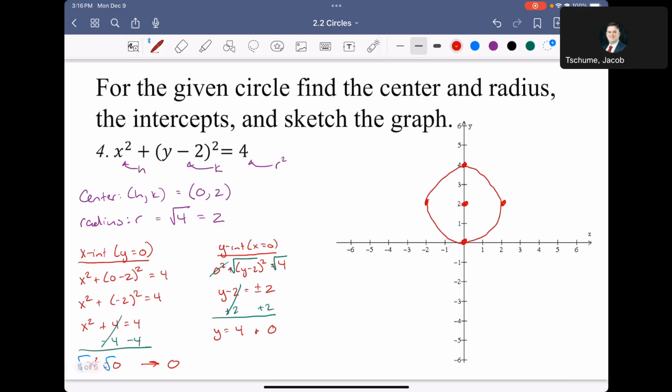And so this one was a little bit more work, but you can still find the center, the radius, and not only that, the intercepts of a circle that will help you draw it as accurately as possible. That wraps up my video for section 2.2 and the basic ideas of circles.